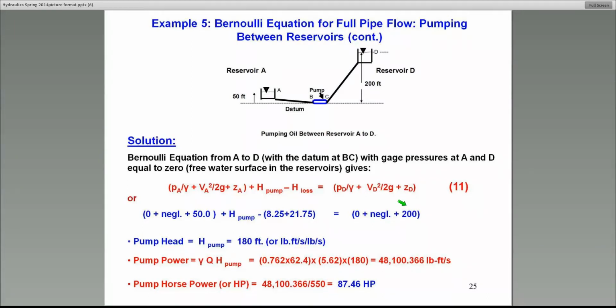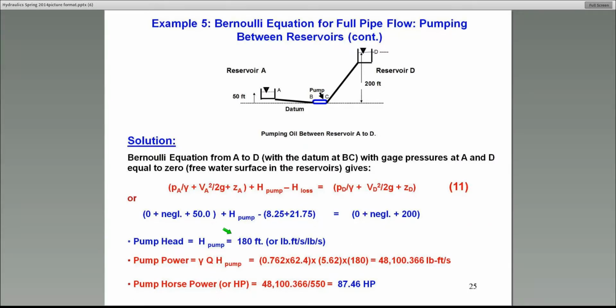So if you put it all together, the head delivered by the pump is equal to 180 feet. Why is it 180? Well, it's equal to essentially the elevation difference between A and D, which is 200 minus 50, which is 150, plus any head loss that it has to overcome. In this case, that head loss is 30 feet. So 150 plus 30 is 180. So it makes sense that the pump has to deliver 180 feet of head in order to take the oil, or take this fluid, from one end to the other.